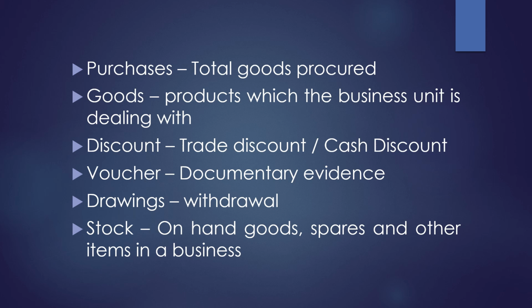Next we have voucher. Voucher is nothing but any documentary evidence that is made for a transaction. So for any transaction, a documentary evidence is made, and this is known as a voucher. Next we have drawings. Drawings is any sort of withdrawal made by the owner of the business, either in cash or in the form of goods. Next we have stock. Stock is nothing but the on-hand goods, spares and other items that a business holds.